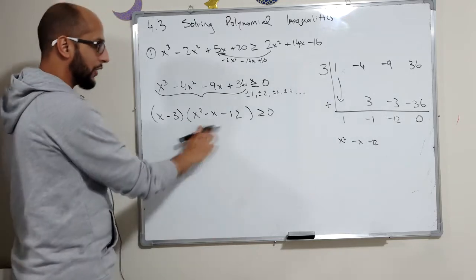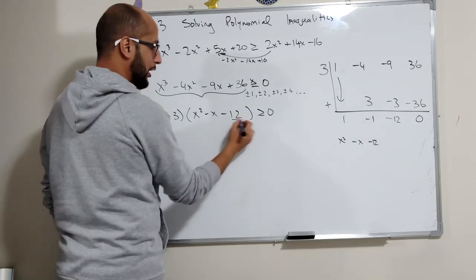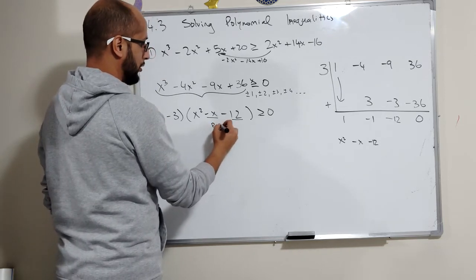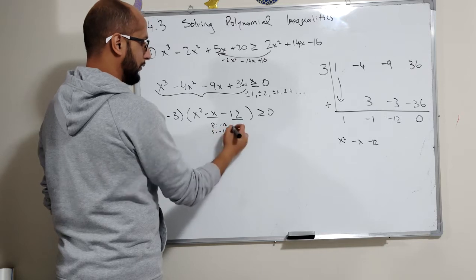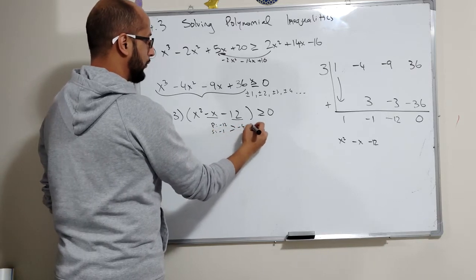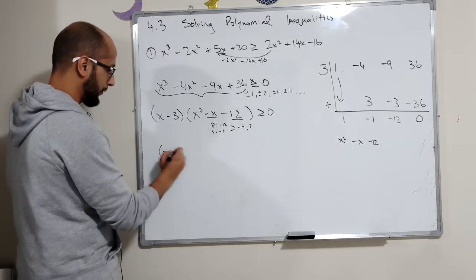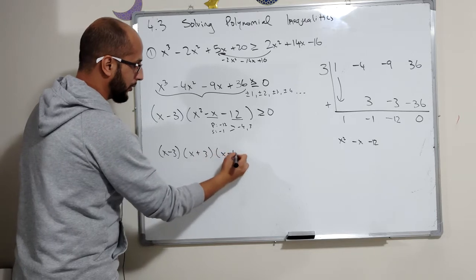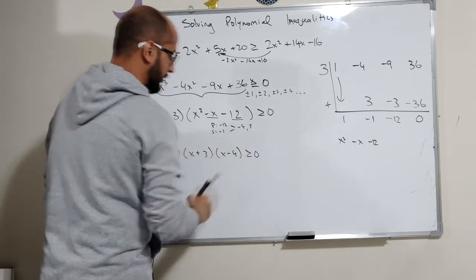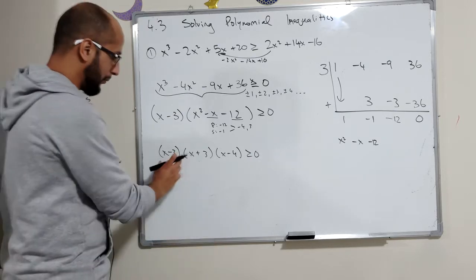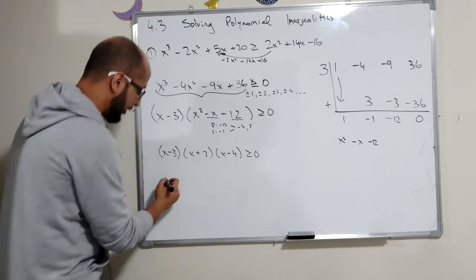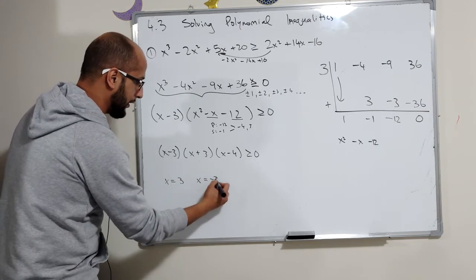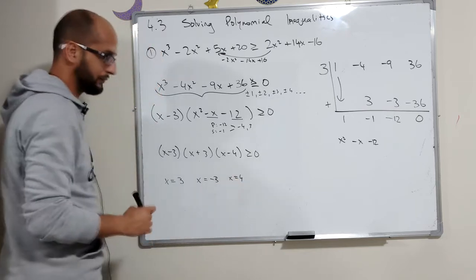Obviously, we're going to continue to factor this now. Two numbers that multiply to be negative 12 and add up to be negative 1. So a product of negative 12 and a sum of negative 1. Well, that would be negative 4 and positive 3. So x minus 3, x plus 3, and x minus 4 are greater than or equal to 0. One more step, same thing. We're going to isolate for each of these, and we're going to find that x is 3, x is negative 3, and x is 4.